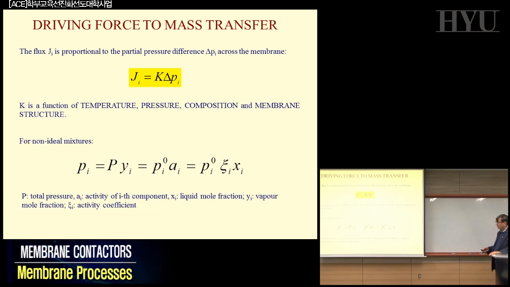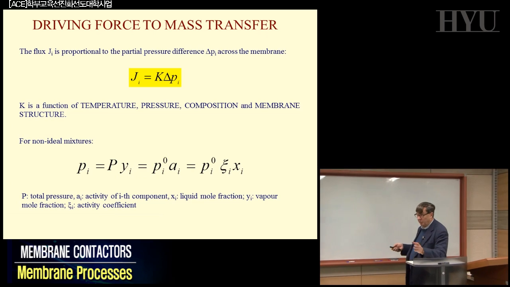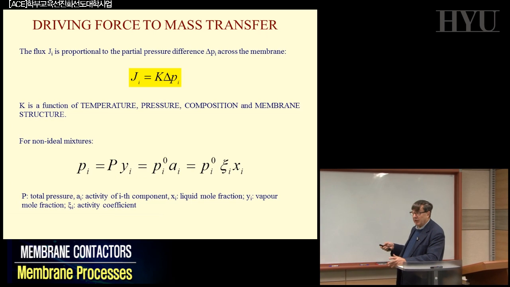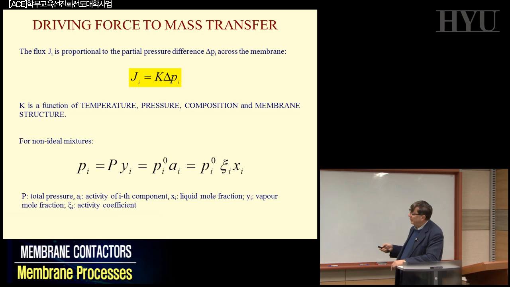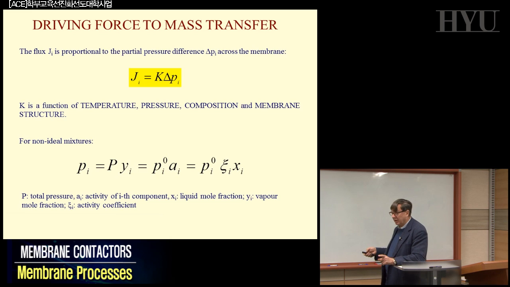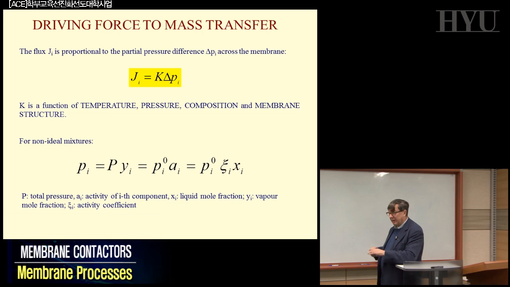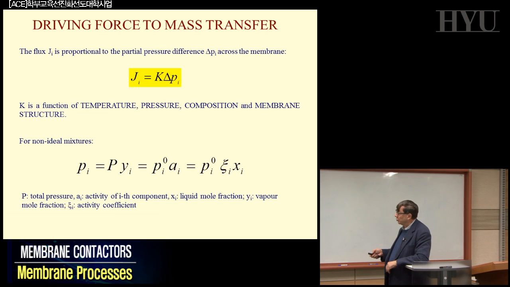Which are the basic relationships and the driving force for the mass transfer? The traditional expression that we know for any membrane operation: the transmembrane flux of i is proportional to the difference in the partial pressures across the membrane, to delta P. And K is just the term of proportionality here, just a function of temperature, pressure, composition, and can also be the membrane structure, because it is related to the hydrophobic or hydrophilic character and the morphology of the solution.